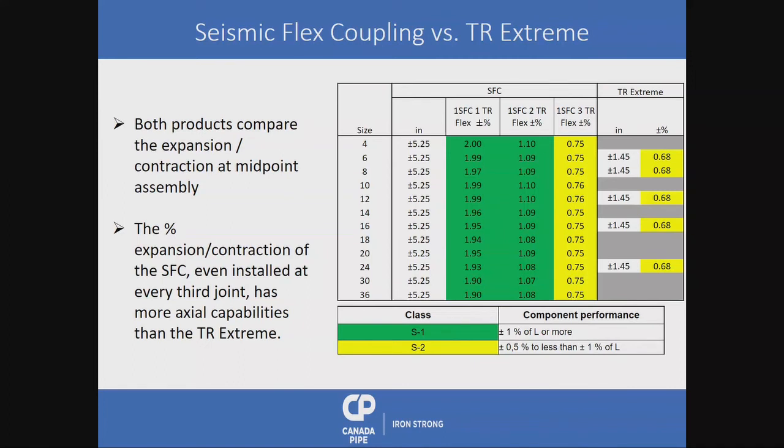To give you an idea of how it compares, when we're talking about a Seismic Flex coupling, that doesn't mean that we have to put it on every joint. If we did put it on every joint and we had 1,000 meters of a pipeline, it'll move 2%, basically. So it'll move 20 meters. And if we had one on every other joint, it'll move 1.1%. If we had it on every third, it'll move 0.75%. So it'll still move about the same as the TR Extreme does. So that's where it's equal to, on every third joint. Expansion, contraction, and all that.